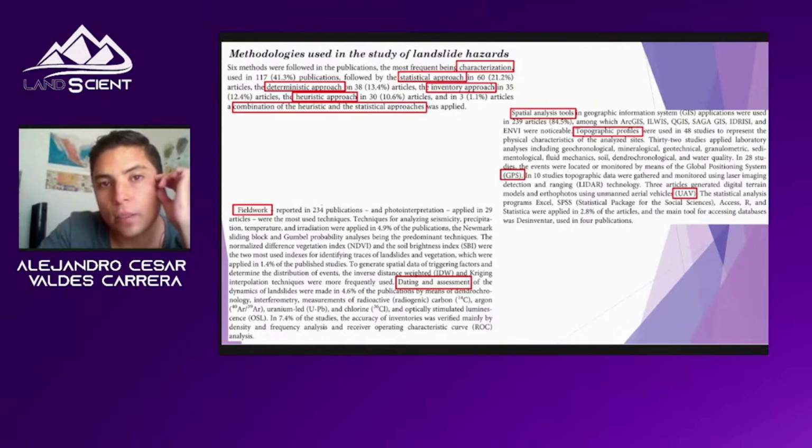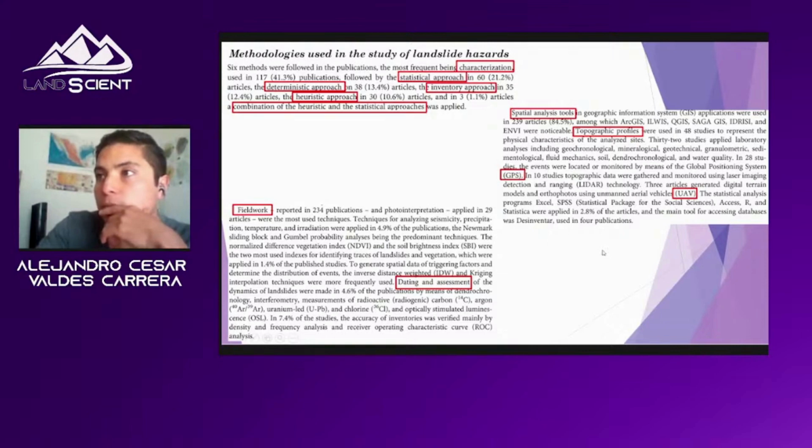The spatial analysis tools that were most used were GIS, for example, ArcGIS, QGIS, and IDRISI. They also use topographic profiles to represent the study areas, GPS, UAV, and almost 80% of the publications use fieldwork to inventory and to prove their results.